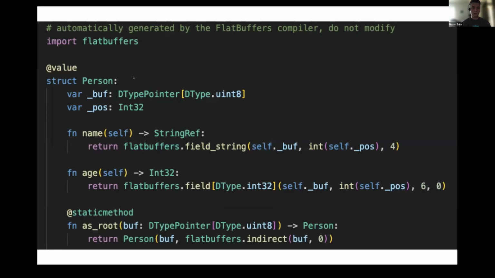We get an automatically generated file where we import flatbuffers, which is just a small library I wrote. It's under 300 lines of code, which does the infrastructural stuff, like reading some things. It has just a few helper functions. And then the structs themselves are quite simple. As you can see, you have a buffer and you have a position.